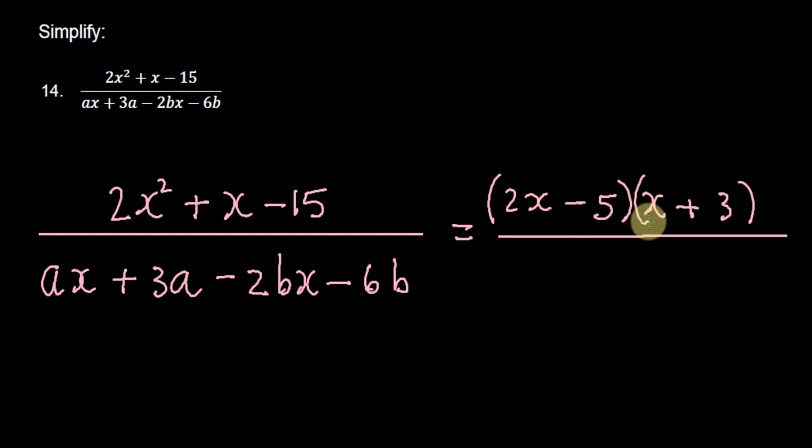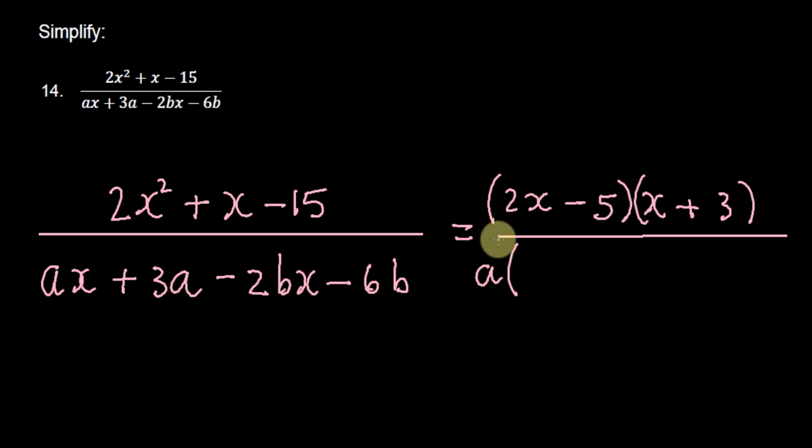Always check that your factorization is correct. So 2x times x will give me 2x squared. Negative 5 times positive 3 is negative 15. Then we have negative 5x here and positive 6x here, which will give us positive 1x. Let's do the grouping in the denominator. We can take out a as a common factor from the first 2 terms.